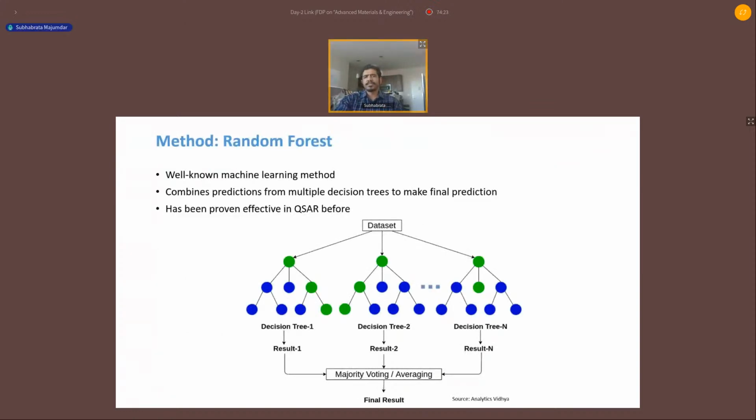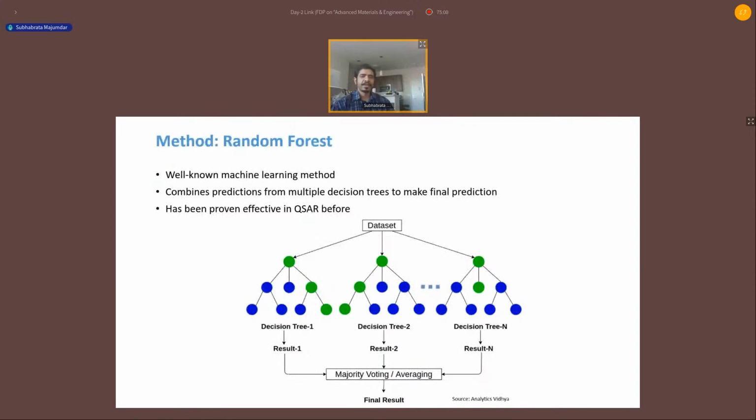The method that we used is called random forest. It's a pretty well-known method, which essentially combines the predictions from multiple decision trees. We use this because it has been proven effective in the QSAR context before. What it does is train a bunch of decision trees based on the data set, and get the result from each of these decision trees. For example, in our context, the result will be the prediction of the activity that is being measured, so the 0-1 blood-brain ratio, whether the ratio is above a certain threshold or not.